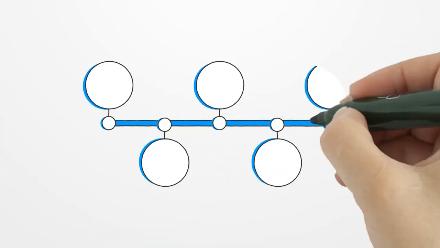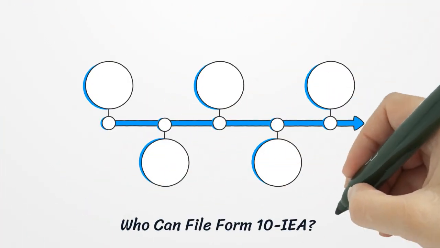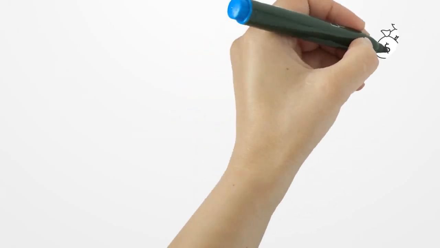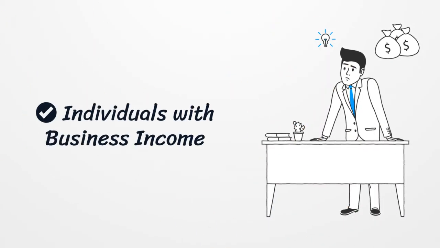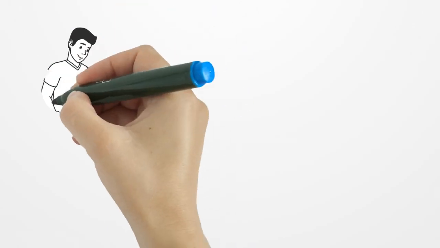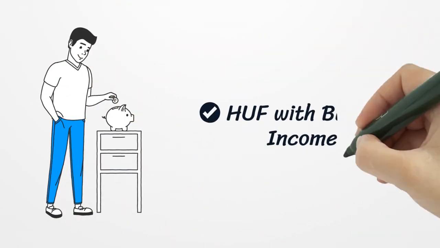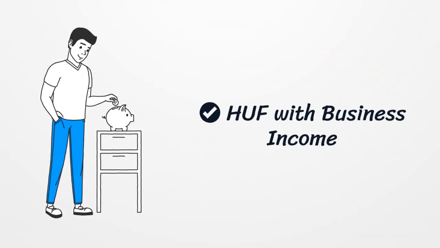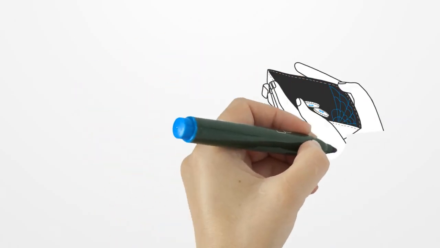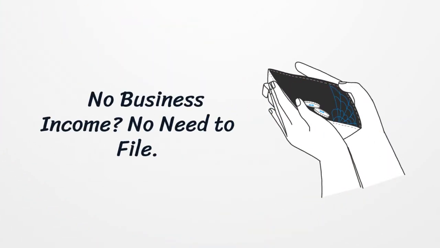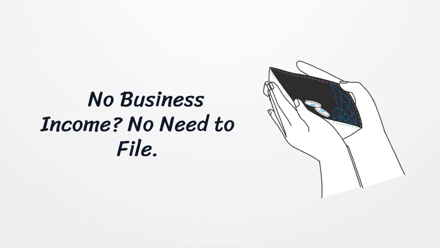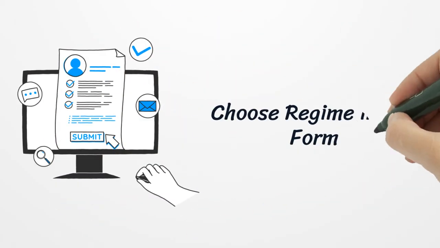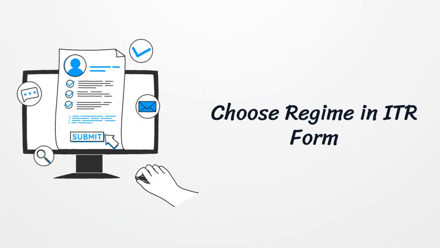Who can file Form 10-IEA? Individuals having business or professional income who wish to opt for the old regime. HUFs having business income who wish to opt for the old regime. If an individual or HUF has no business or professional income, they don't need to file Form 10-IEA. They can choose the regime every year directly in the ITR form.